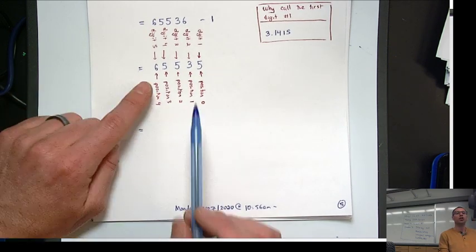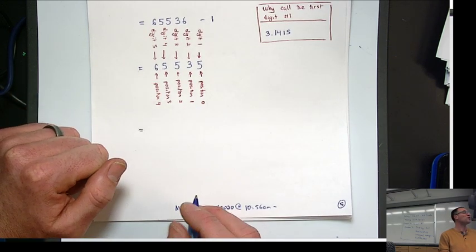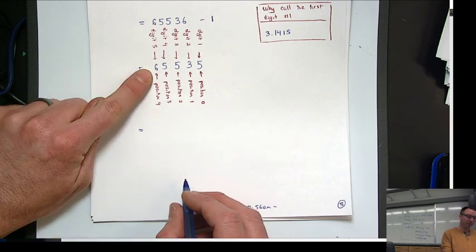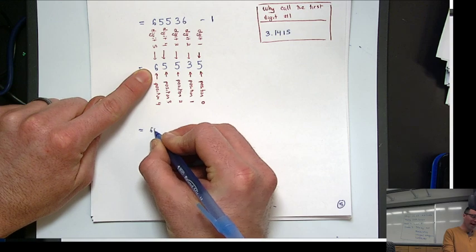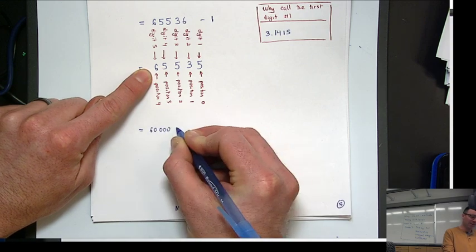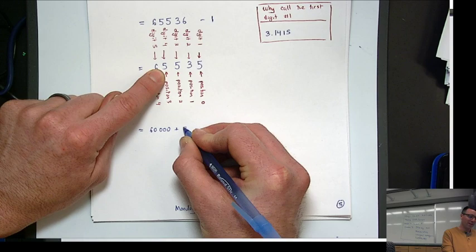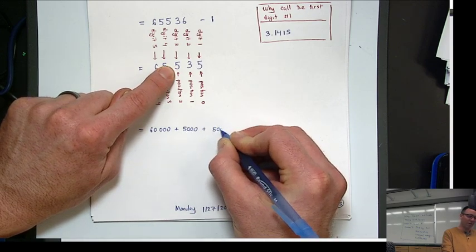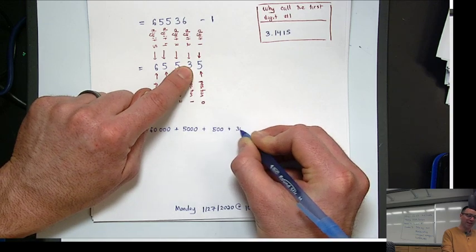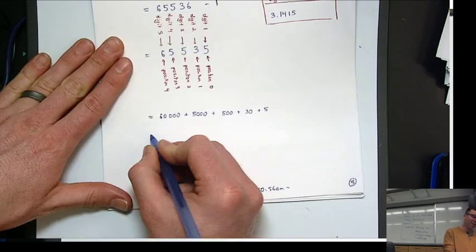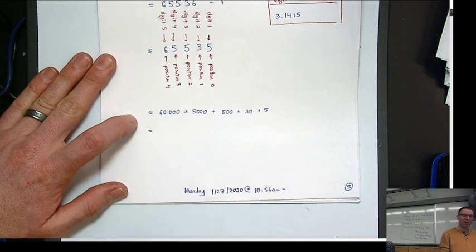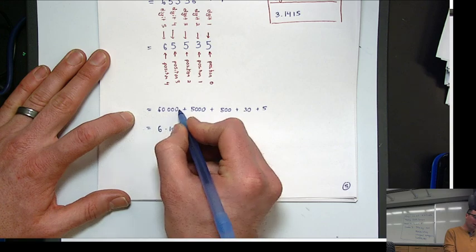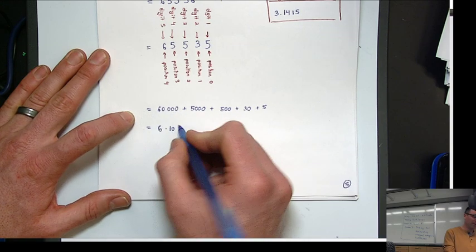Another way to say this, could you break this number down as its representations base 10? So first we're going to have 60,000, then we're going to have 5,000, then we're going to have 500, then we're going to have 30, then we're going to have 5. What's another way to say 60,000? 6 times 10 to the 1, 2, 3, 4.